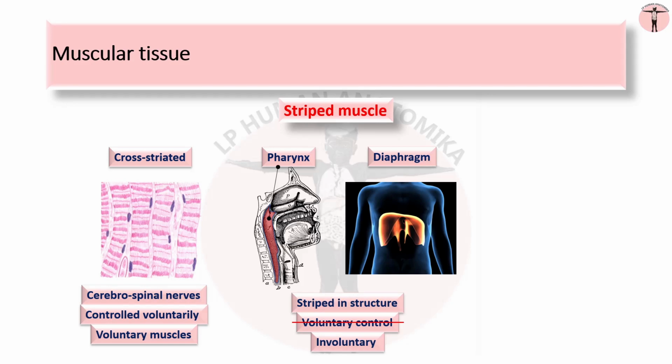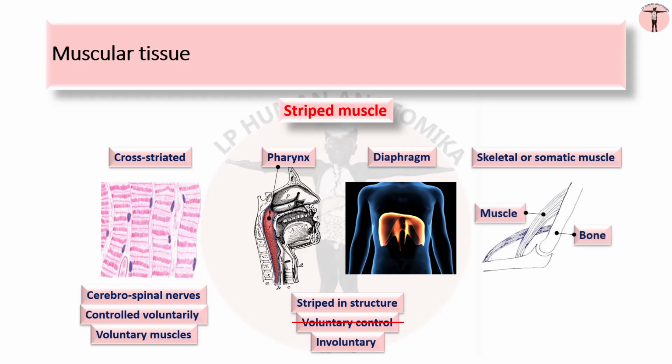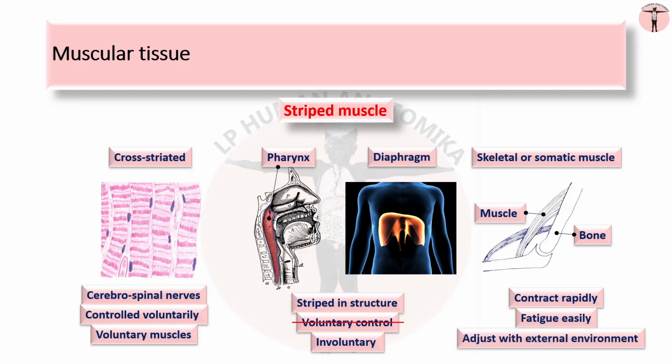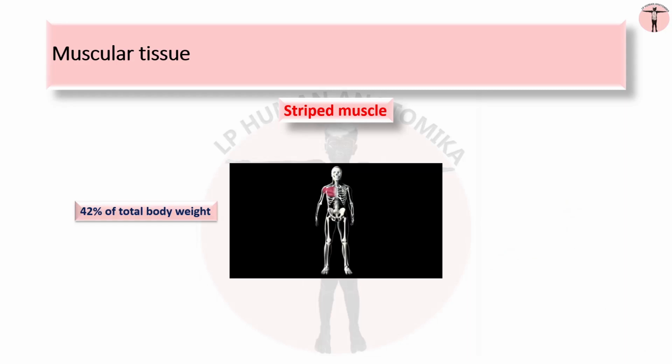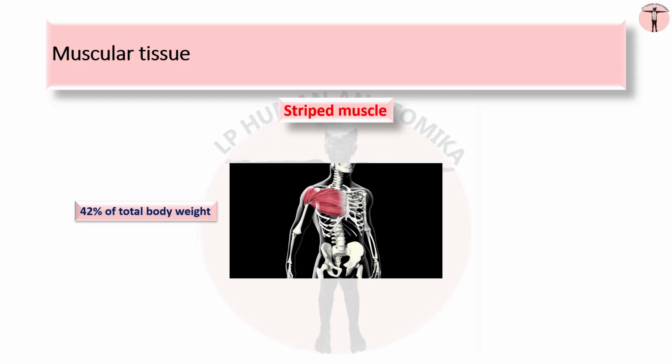Striped muscles are also called the skeletal or somatic muscles due to their attachments to skeletal tissue. These muscles contract with great rapidity but are fatigued more easily. Voluntary muscles serve to adjust the body with its external environment. Voluntary muscles form about 42% of the total body weight. They act on joints producing movements.